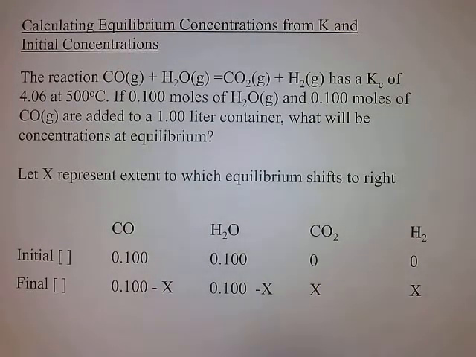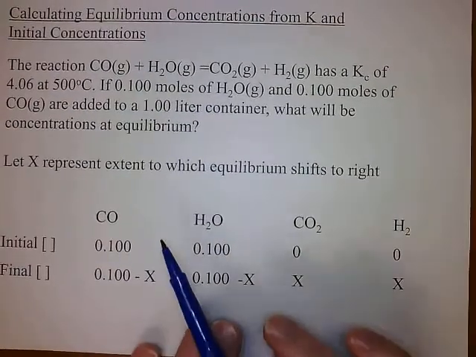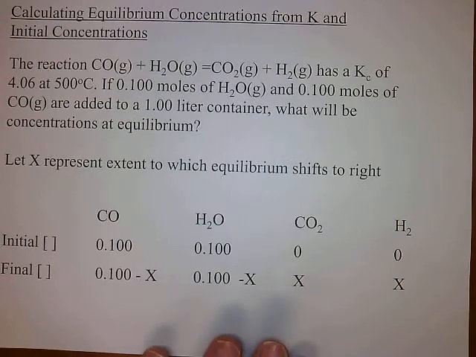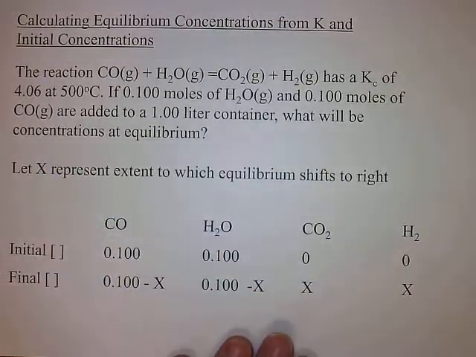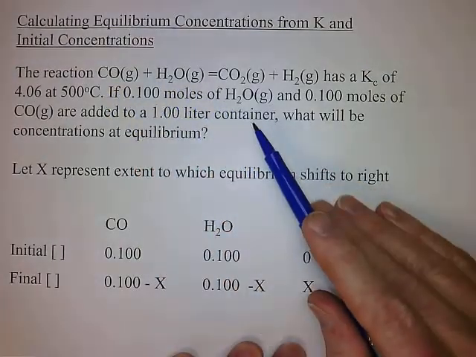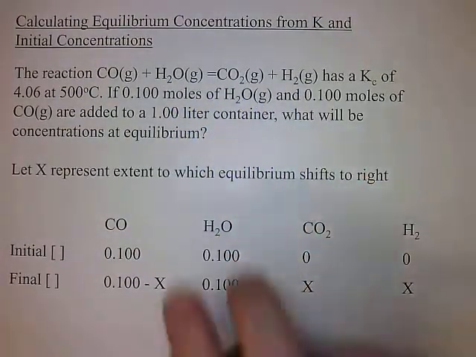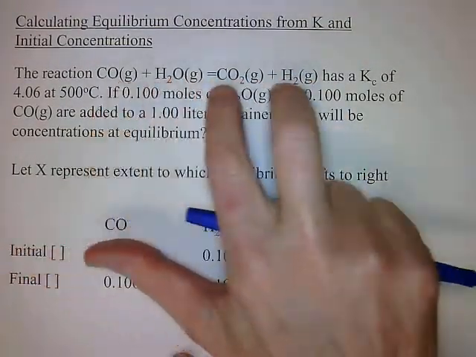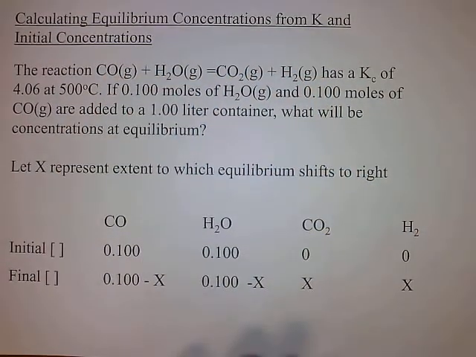Clearly that's not the case starting out. Because what do we have starting out? This times this divided by that times that is 0. So it's going to shift to the right until it becomes equal to 4.06. We don't know how far it's going to shift, but we do know it's all 1 to 1. You don't see any numbers here, so the 1s are implied. So these will go up, and these will go down by the same amount.